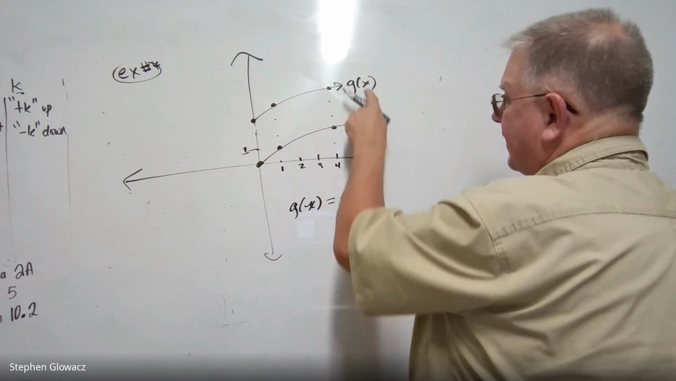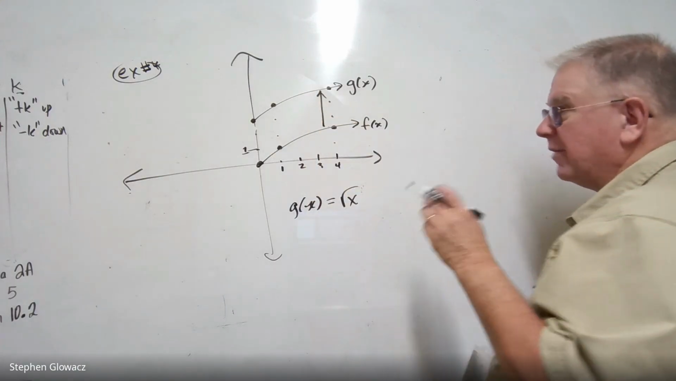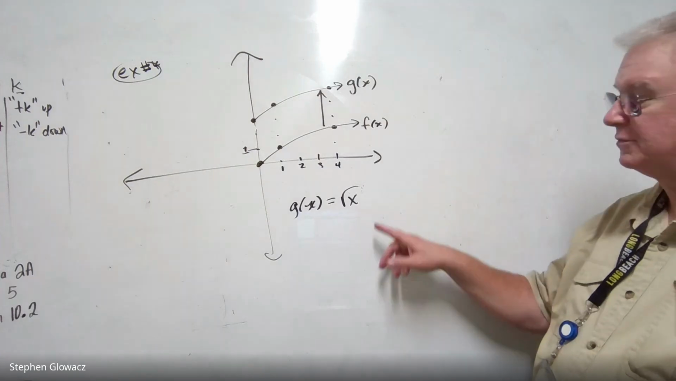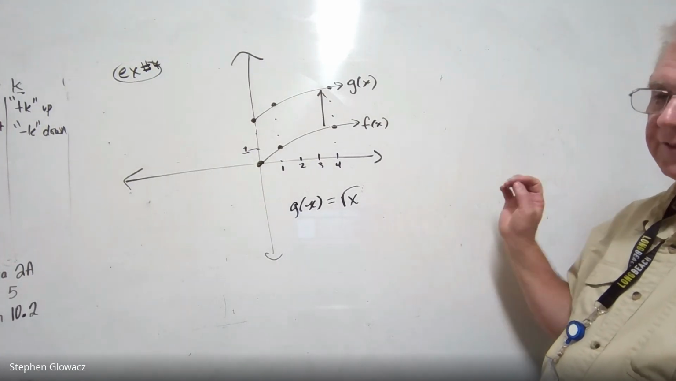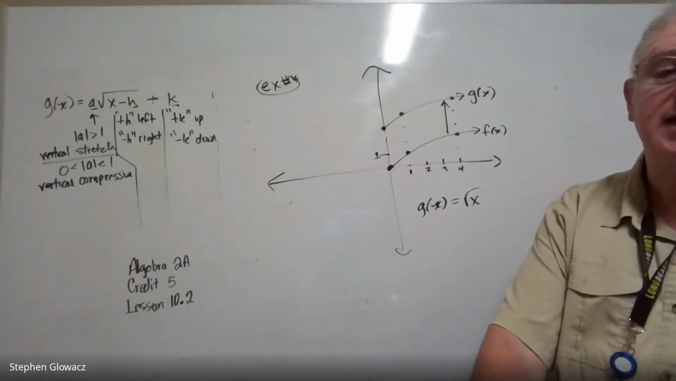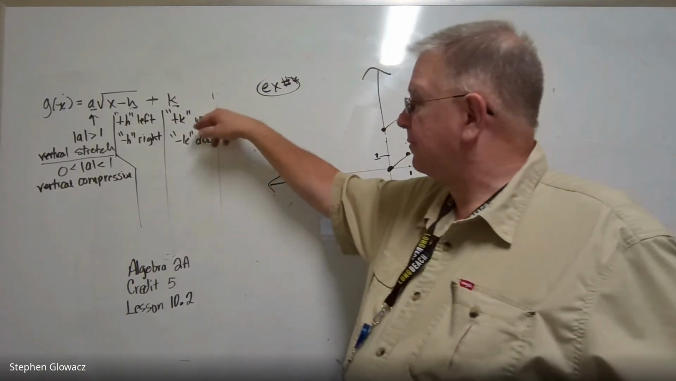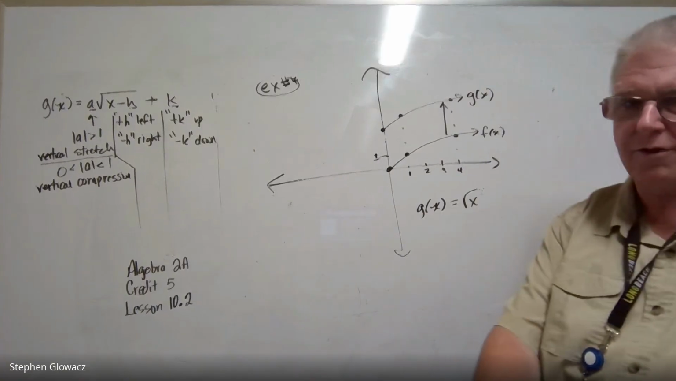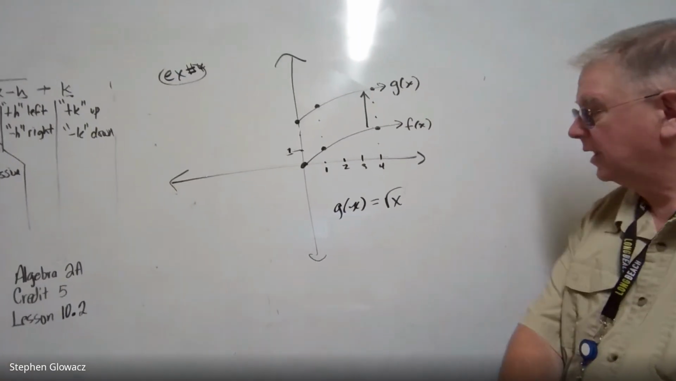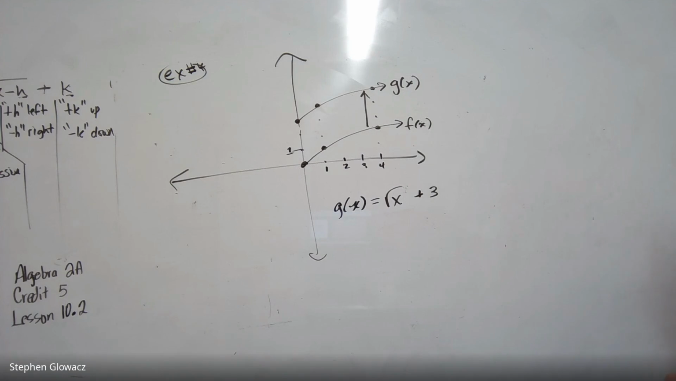We went from f of x to g of x. So that's 1, 2, 3 units up. And remember, k is the up and down. So the question becomes, is the 3 underneath the radical or outside the radical? Remember, for translations that are up and down, it's the number outside the radical. So here we went up 3 units, so that would be square root of x plus 3. You look for that answer choice, and then you would have your correct answer.